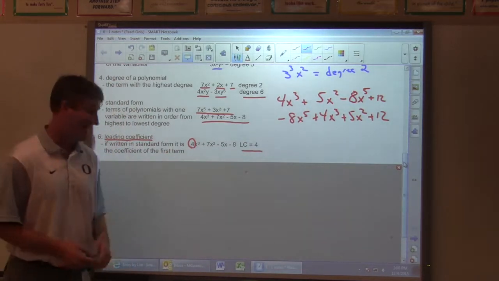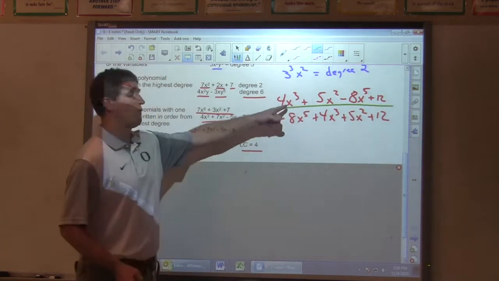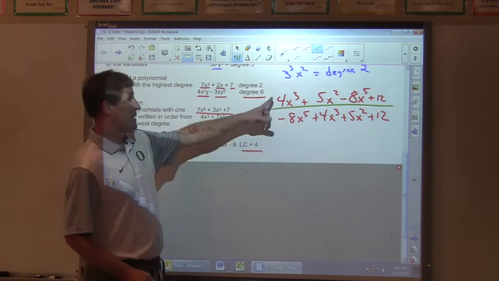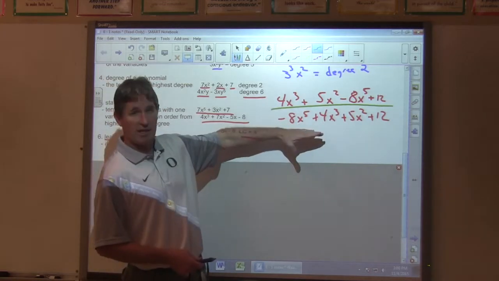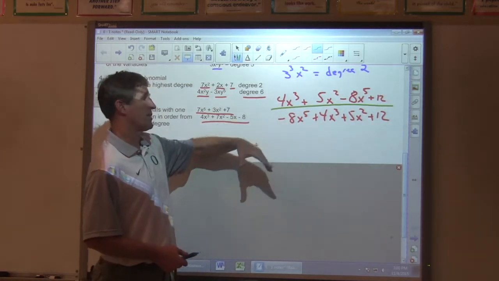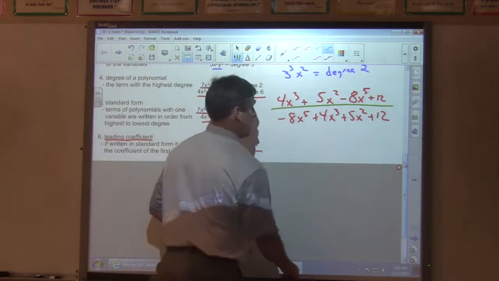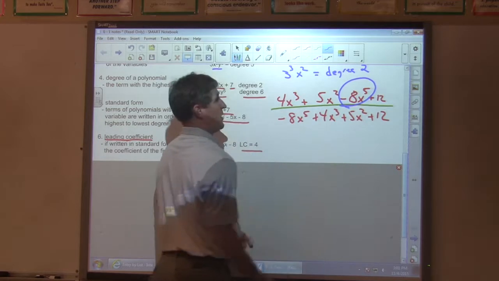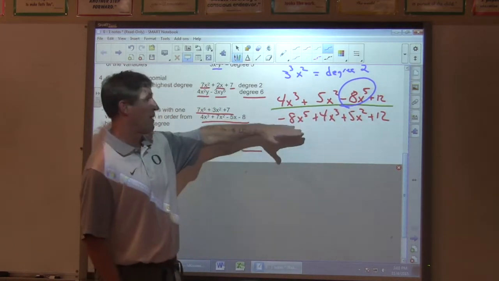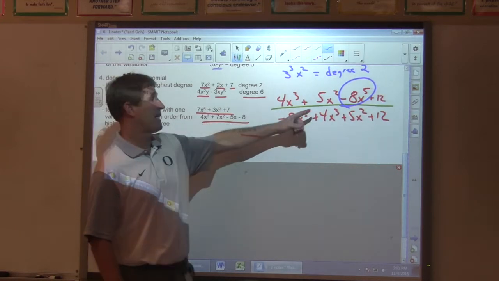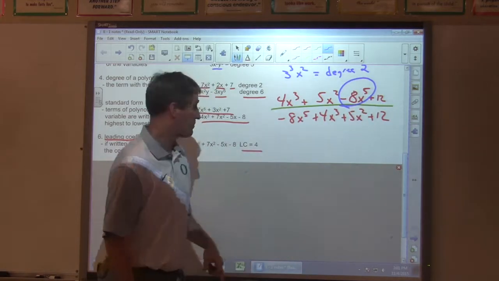Now, if it's not in standard form, if they ask you to find the leading coefficient here, it's not the 4, it's what it would be if it was in standard form. So you have two choices. You can put it in standard form, or you can just look and say, well, my first term is going to be the term with the highest degree. So my term with the highest degree is right here, and so my leading coefficient is negative 8. I don't need to put it in standard form to get the leading coefficient. I just need to know which term would be the first term, and that would be your leading coefficient.